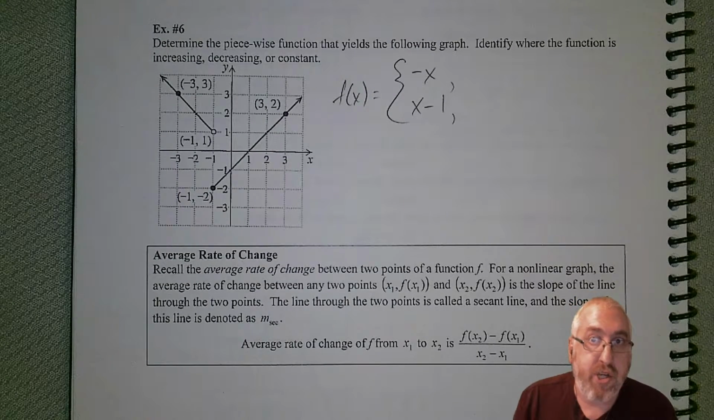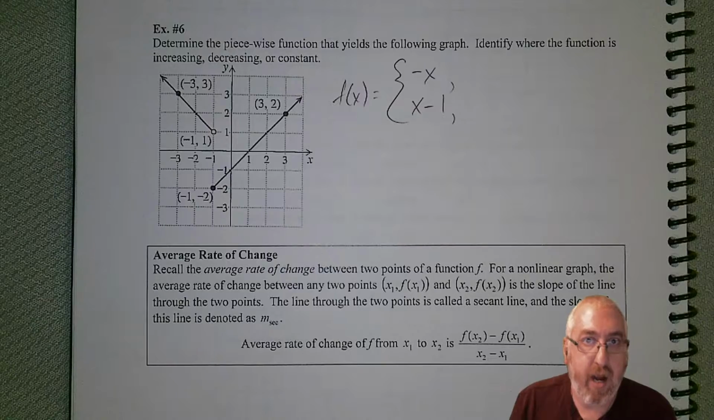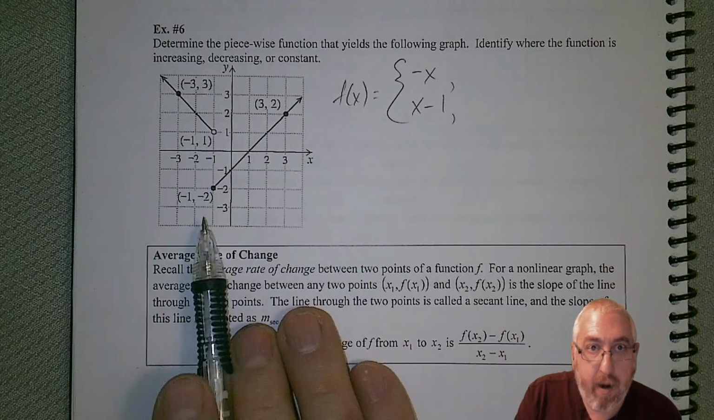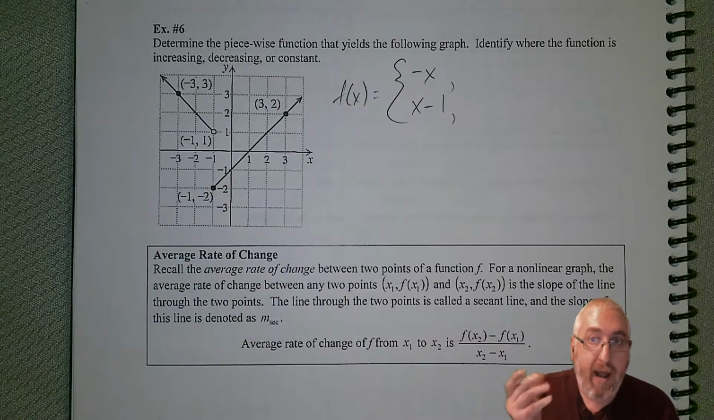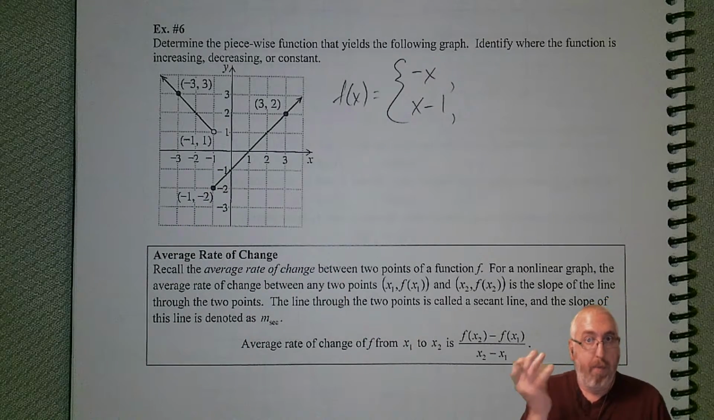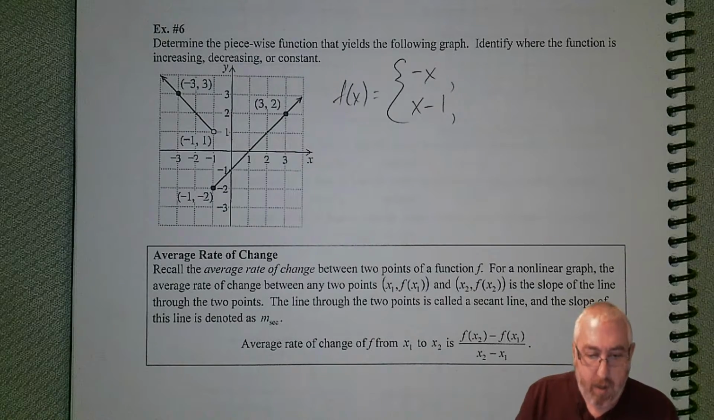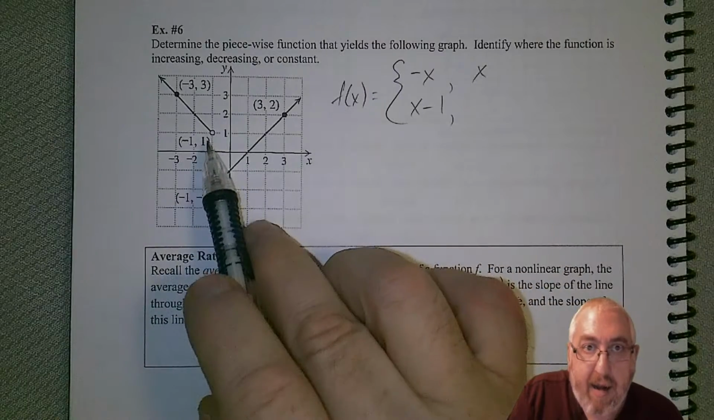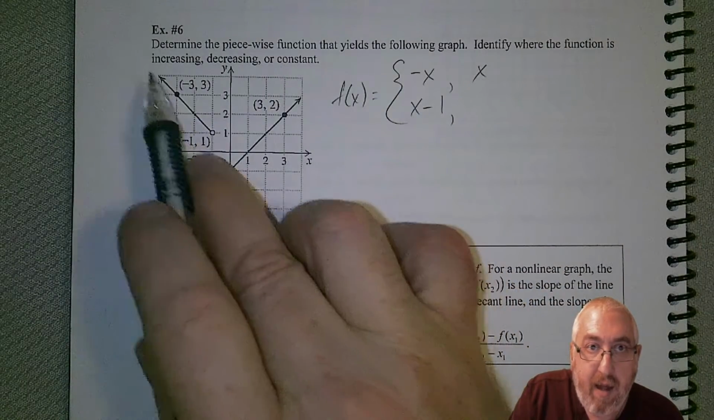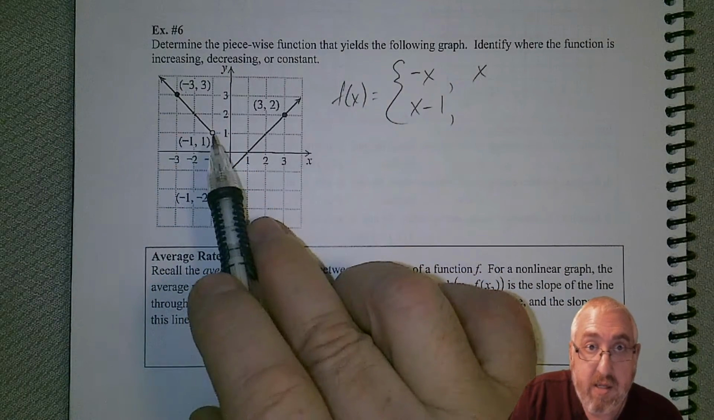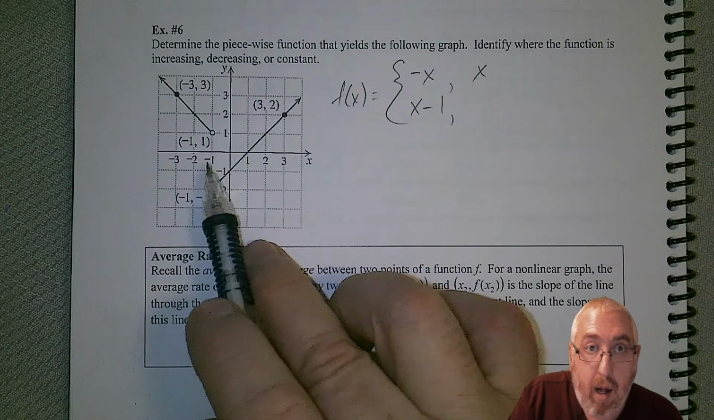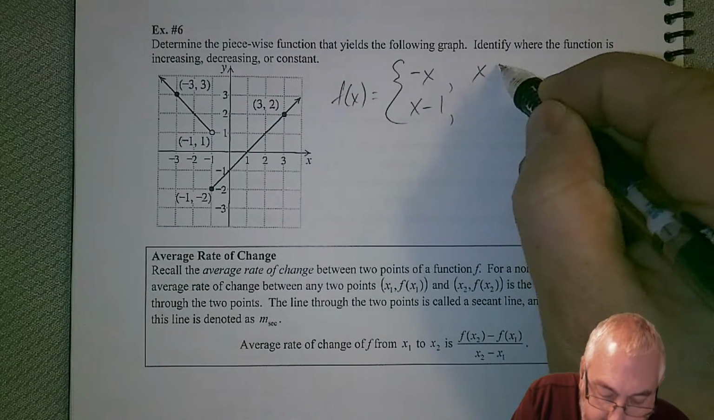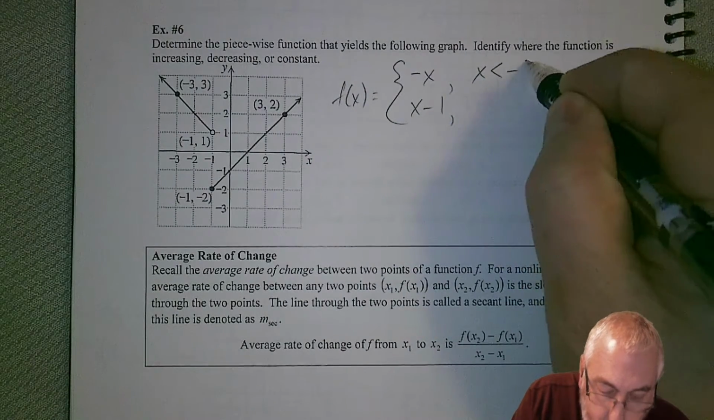So where does it change? What value of x does this change at? And you can kind of see we have this overlap here at -1. So -1 is the critical number. We want to change things around. So the function is behaving like this when x is smaller than -1. So x is going to be less than -1.